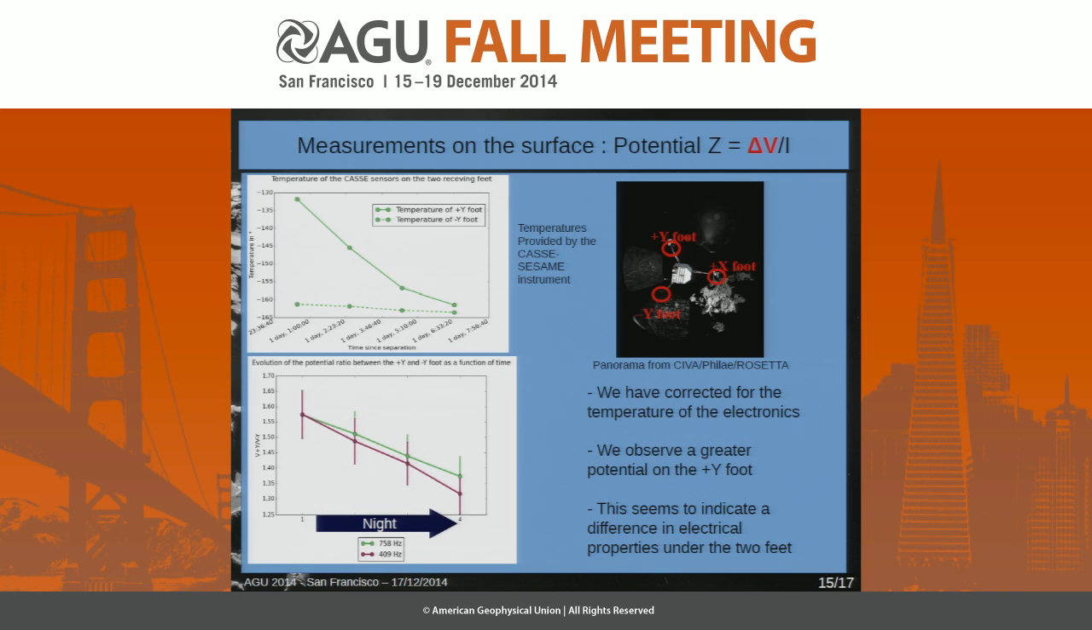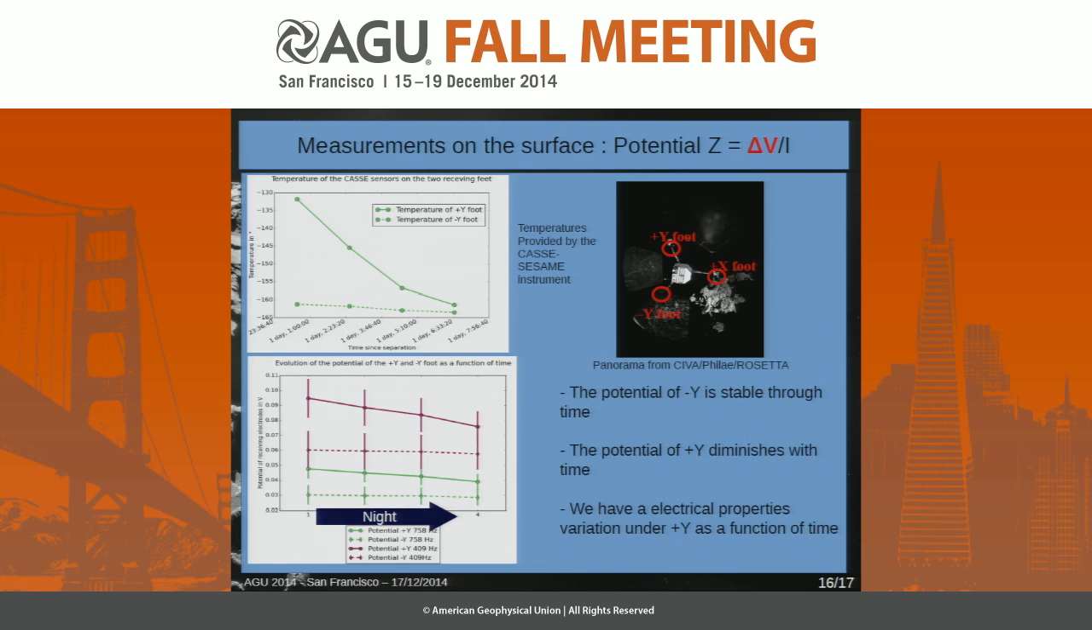Then we have the potential on the surface. Here we have the plus X foot, and we measure the potential on the plus Y foot and the minus Y foot. Here we have the ratio of the plus Y foot over the minus Y foot. What we can see first of all is that we have a greater potential on the plus Y foot. This could be explained by a difference of composition, temperature, porosity, but also the plus Y foot could be more in the air than the minus Y foot. We do not know exactly why there's this difference in potential between the 2 feet.